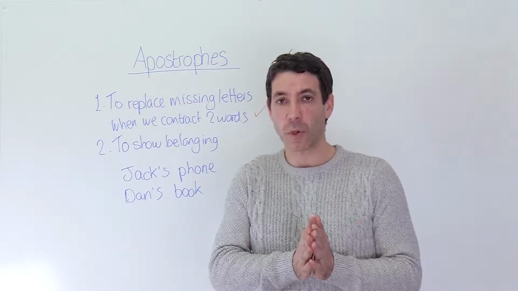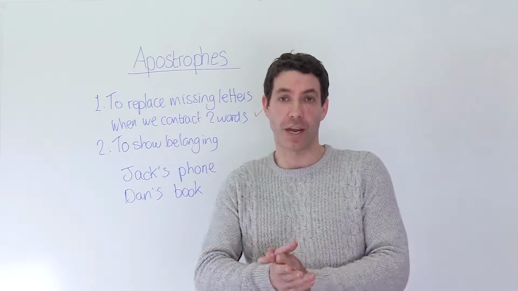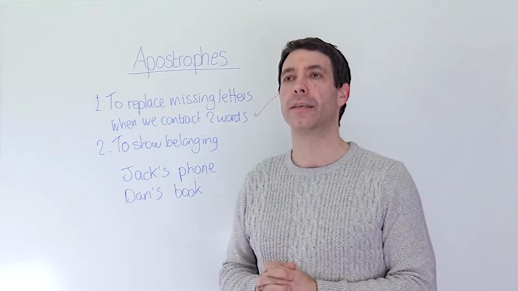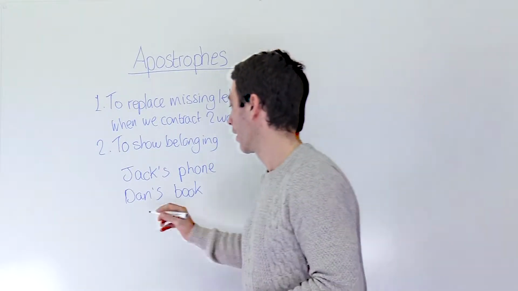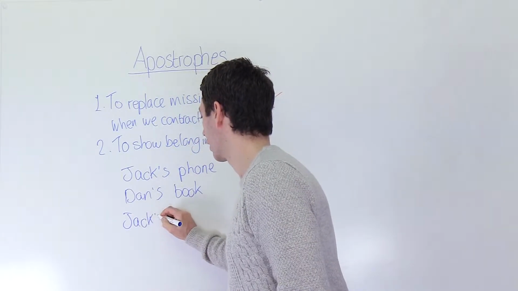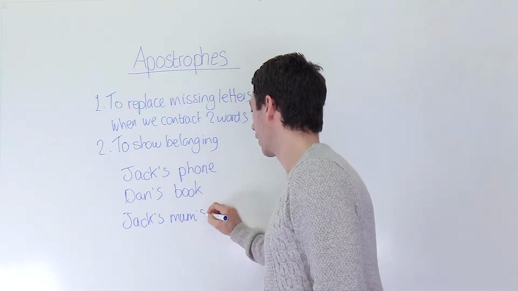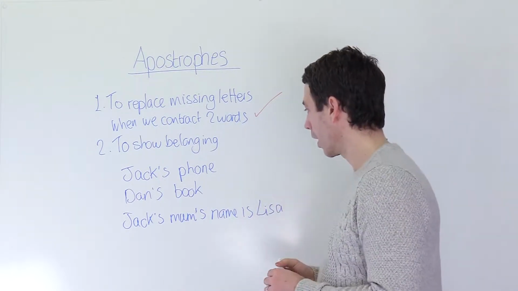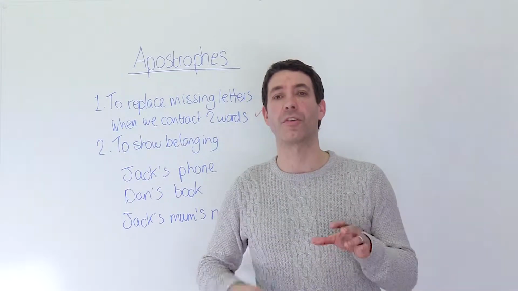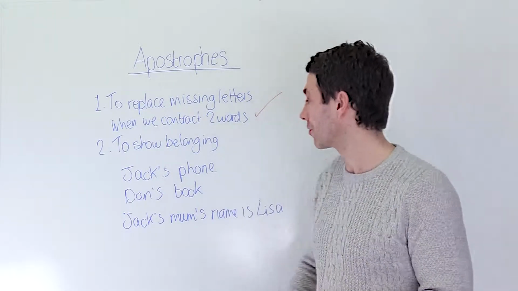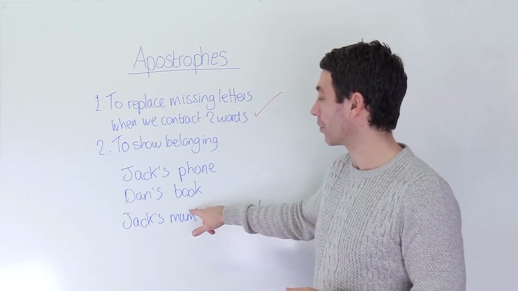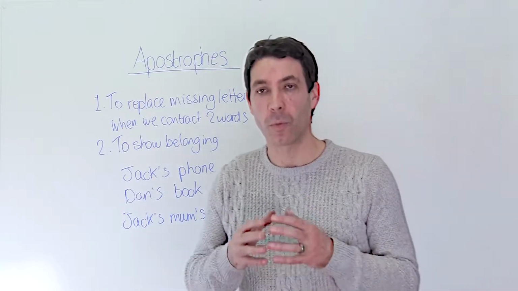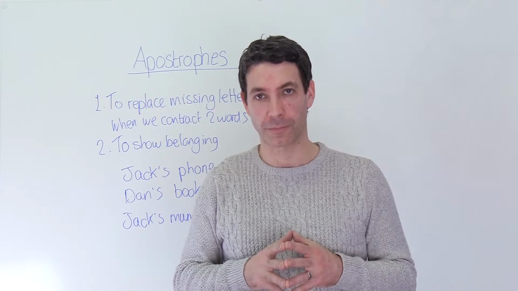Sometimes in a sentence, we can use two apostrophes where there are two relationships of belonging. So, Jack, what's your mum's name again? Lisa. Lisa. So we can say that Jack's mum's name is Lisa. And what are we saying exactly in this sentence? I've said that there are two relationships of belonging. So we're saying the name that belongs to the mum that belongs to Jack is Lisa. So in a manner of speaking, we're looking at two relationships of belonging.